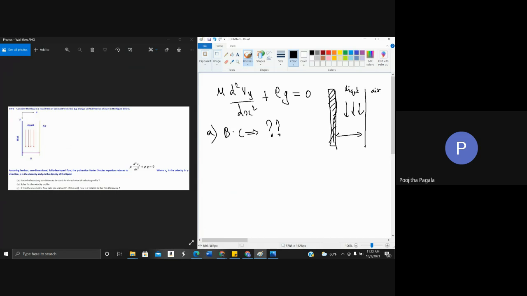And the thickness is, sorry, the thickness is delta. So this is X and this is Y. Let us say this is X equal to 0 and this plane is X equal to delta. Can you tell me the boundary conditions, anyone? At X equal to 0, what should be the value of Vy?